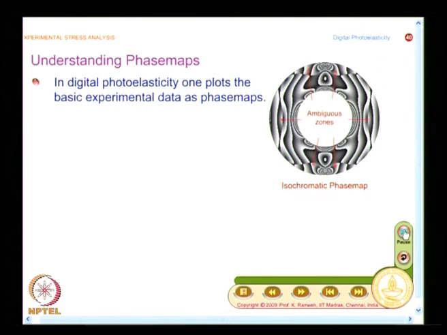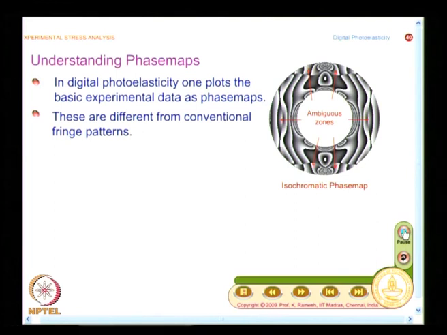You have what are known as phase maps, that is what is plotted in digital photoelasticity, and these are different from conventional fringe patterns. We have spent quite some time looking at the fringe pattern of a ring under diametral compression. This is not a fringe pattern, but a phase map, and what you see here is black, white, and then white goes to black, and then from white it goes to black. You do not have a fringe-like situation.